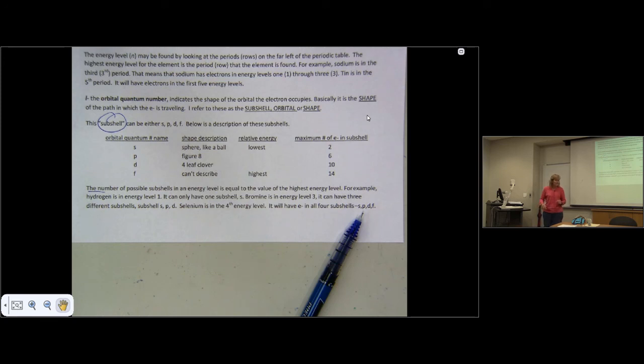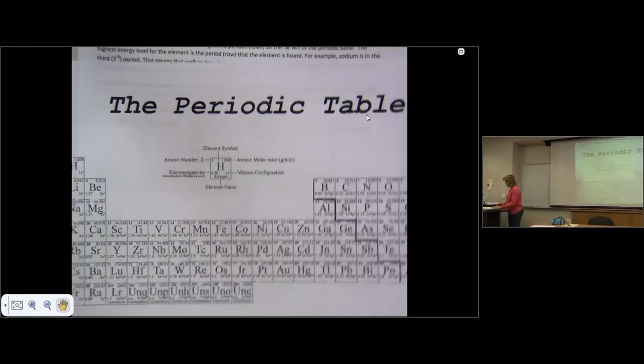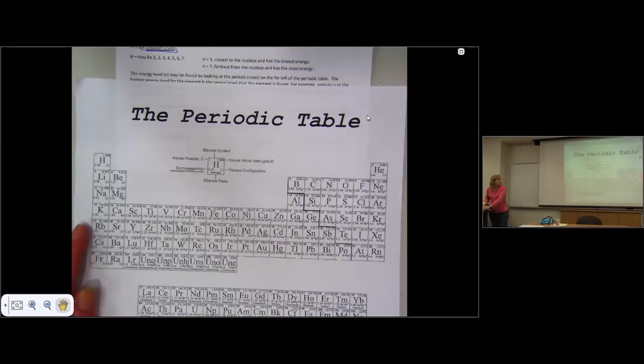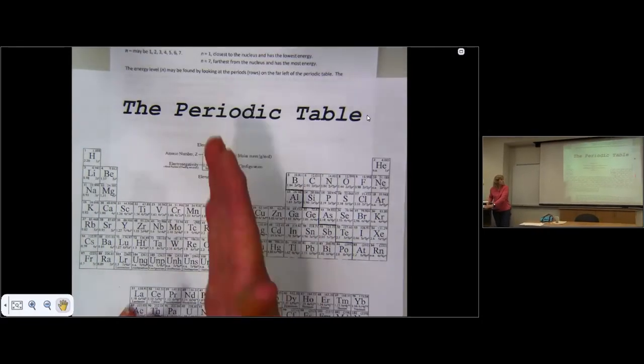So pull out the clean periodic table, and I want you to look at the periodic table. Just by looking at it, I want you to tell me where some logical breaks are in the periodic table. So if I said to you, okay, I want to know some logical breaks, I'm just going to throw some things out here.